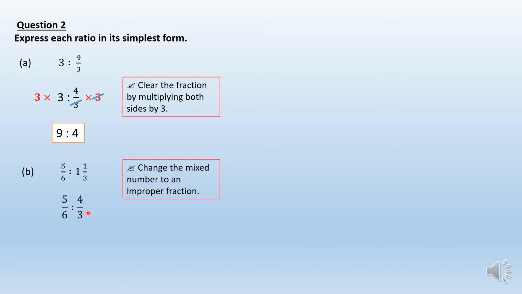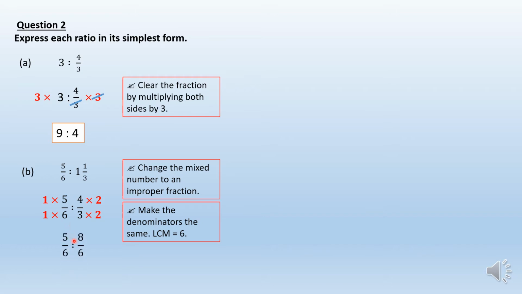Okay, so when you're here, you are now pretty much close to any type of method that you prefer. So we're going to focus on making the denominators the same here. We're going to find the lowest common multiple of 6 and 3, which is 6. So essentially, you're going to multiply this fraction here by 2, because 3 times 2 gives you 6, and the other one will just be multiplied by 1. So that leaves you with 5 over 6 to 8 over 6.